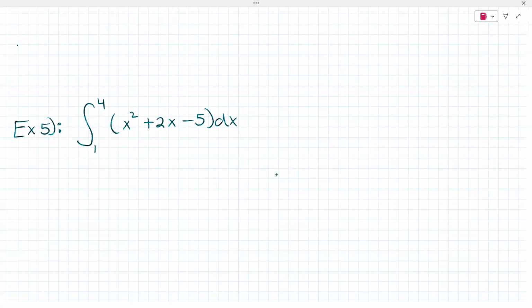So step 1, so we have the integral from 1 to 4. So 1 is our a, and b is our 4, right? And step 1 is first I'm going to find my delta x. So my delta x is b minus a over n. So my b is 4 minus a, which is 1 over n. So 4 minus 1 is 3 over n.